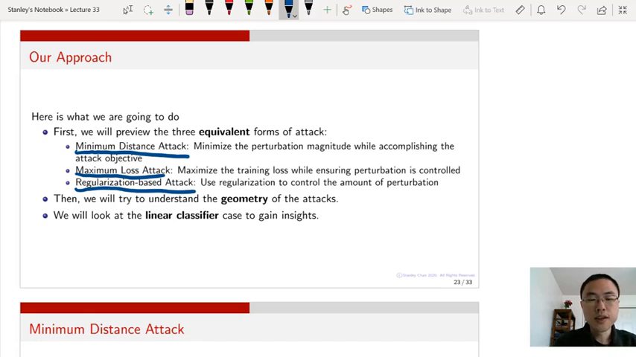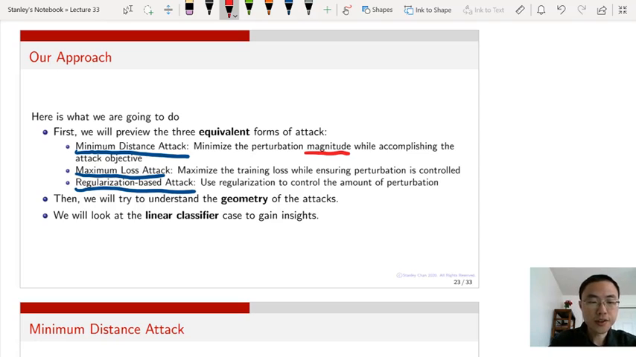Minimum distance attack means that I am going to minimize the perturbation magnitude while accomplishing the attack objective. So what you're going to see is that I will want to make sure that I can go to the other class. However, the perturbation magnitude, or the distance that it has traveled, is minimized. This is called the minimum distance attack. I want to minimize the distance that the attack takes to go to a wrong class.